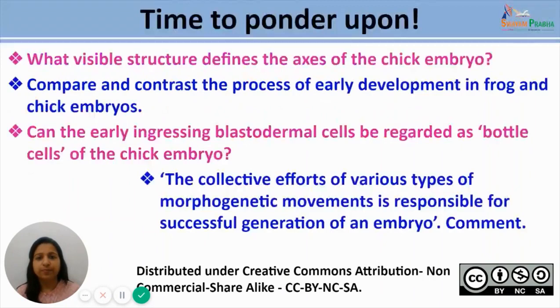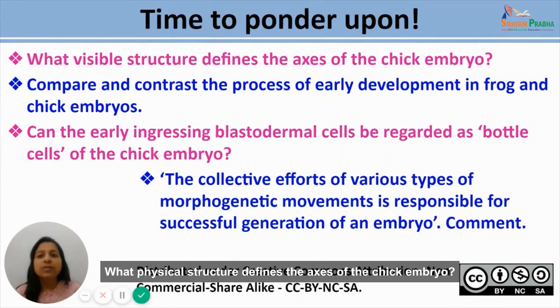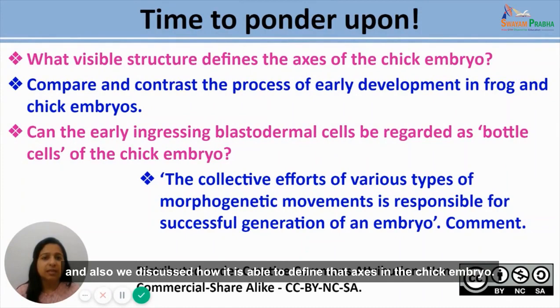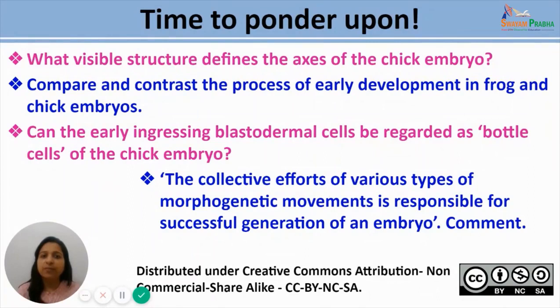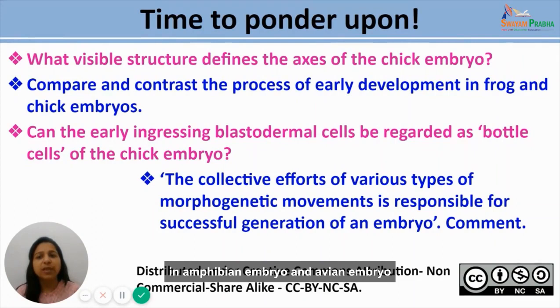So after discussion of chick embryo development, we can think of some questions. What visible structure defines the axis of the chick embryo? We just discussed the name of that visible structure, and also how it is able to define that axis in the chick embryo. So you can answer this question very well. Then compare and contrast the process of early development in frog and chick embryos. So you have to compare the process of early development in the amphibian embryo and the avian embryo, and you have to lay down the differences and the similarities between the two.